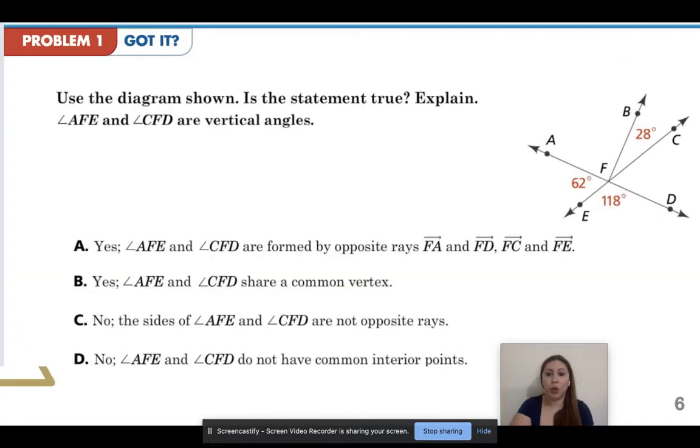All right, try this one yourselves. Use the diagram shown. Is the statement true? And explain. A, F, E, so that's at 62 degrees. And C, F, and D. Are these vertical angles? So yes, AFE and CFD are formed by opposite rays. Yes, AFE and CFD share a common vertex.